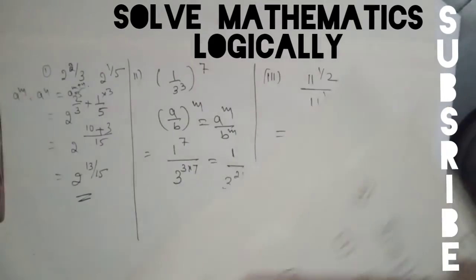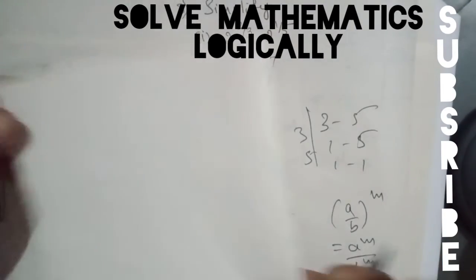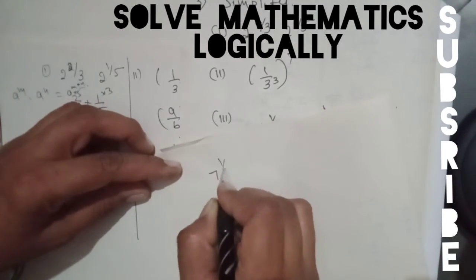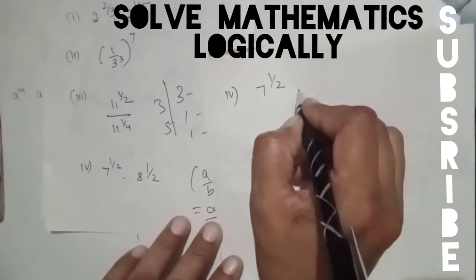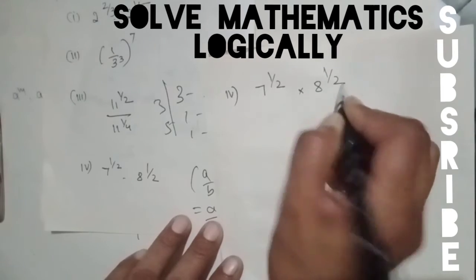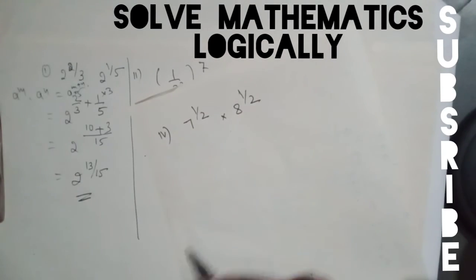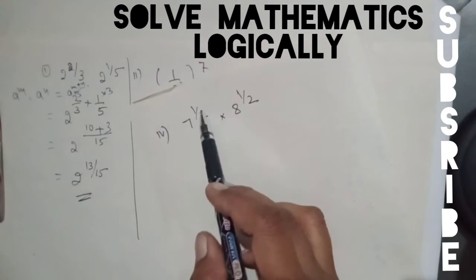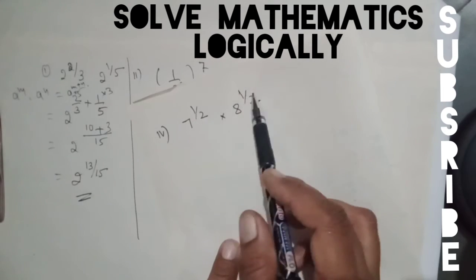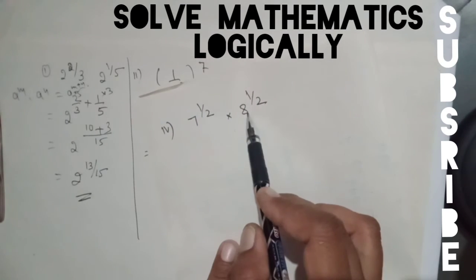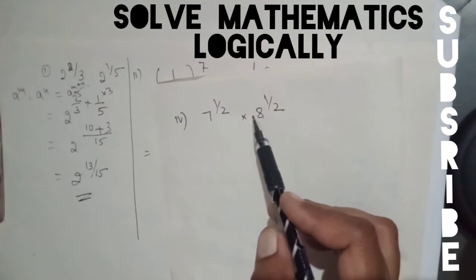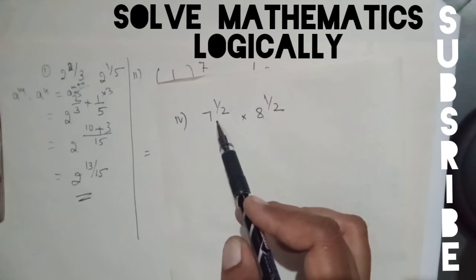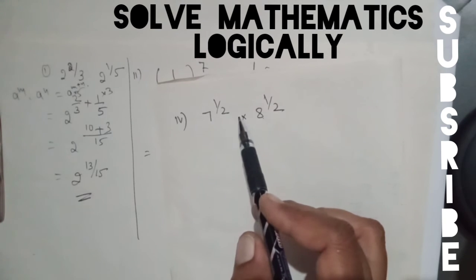And the last one, what we have, it is also very interesting. The fourth one, 7 raised to 1 by 2 and 8 raised to 1 by 2. See children, in the previous first question only I discussed it. Powers are the same, but the bases are different. See, all the questions are different from each other. So you need to practice. If you have the R.D. Sharma book, better practice some questions based on this one.